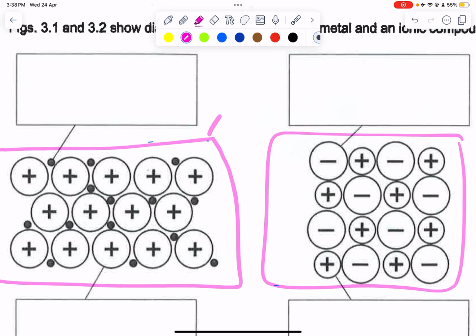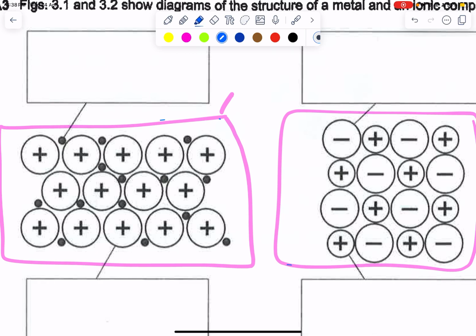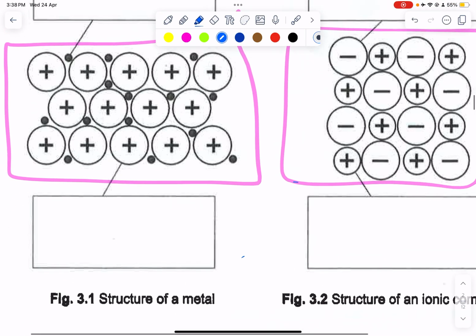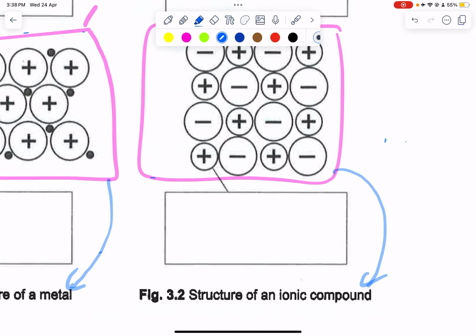Well, this structure, if you see closely, actually resembles metallic bonding. So this is actually a structure of a metal, as you can see over here. And the next one is actually a structure of an ionic compound.